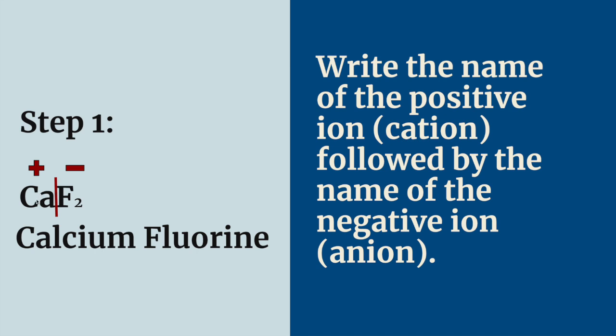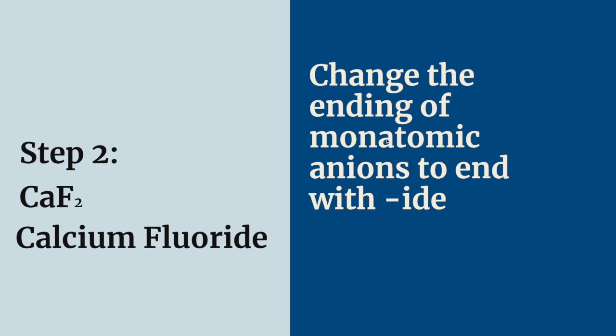So in this case, for calcium and fluorine together, calcium is the cation and the fluorine is the anion. So the first step is to write out calcium and fluorine. Then the next step is to change the name of the monatomic anion to end in "ide." So the correct way to name this ionic compound would be calcium fluoride. This is a really simple one, so I'll explain how to do it as they get more complicated.